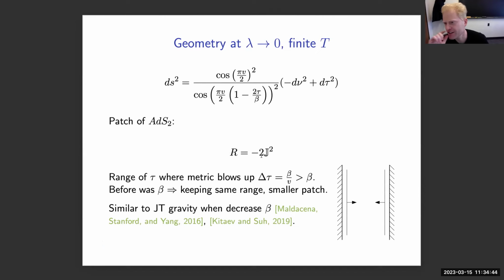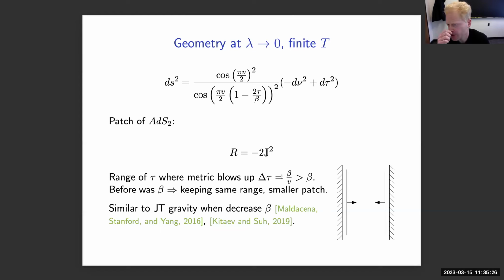So that tells us that it's still at least a patch of AdS. Any V is going to be a patch of AdS, but not necessarily the full AdS. To see what patch it is, we just need to see where this metric is going to blow up. This metric blows up in two values of tau. Recall that tau is this horizontal direction. For general V, the distance between these two values of tau is beta over V. V is between 0 and 1, so this is greater than beta, while for V equals 1, it was just beta.